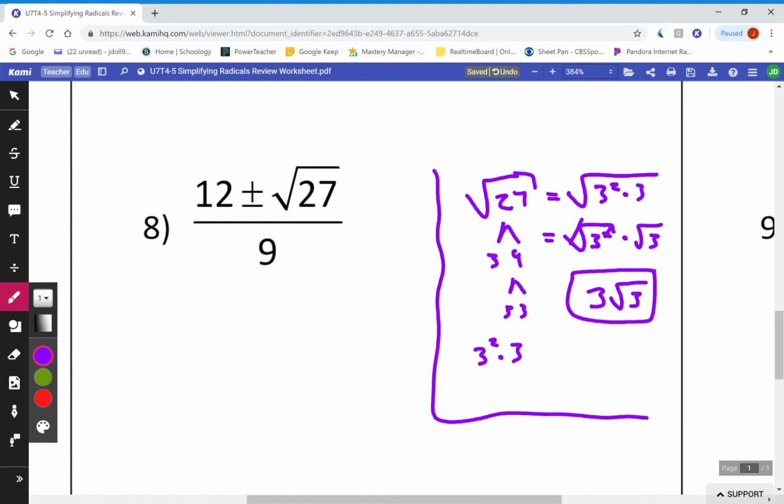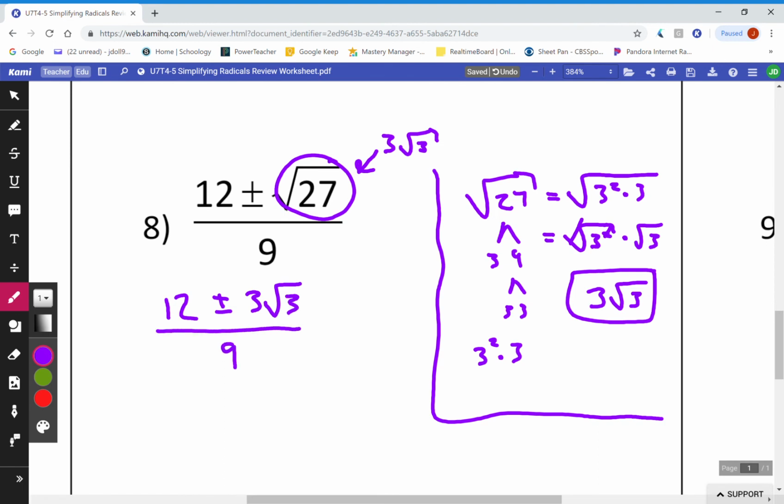All right, so what I can now do is I can replace the square root of 27 with 3 square root of 3, because I just found that over here. So let's do that down below here. So now I'm going to have 12 plus or minus 3 square root of 3 over 9. All right, so now let's look at what's outside the radical in each term, 12, 3, and 9. Is there something that all three of those values can be simplified by? Well, yes. 12 can be divided by 3, 3 can be divided by 3, and 9 can be divided by 3. Now notice I'm dividing this 3 outside of the radical, not by the 3 inside the radical.